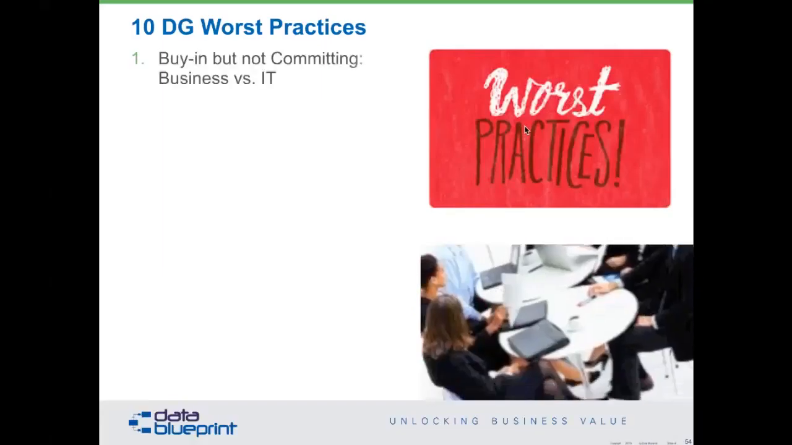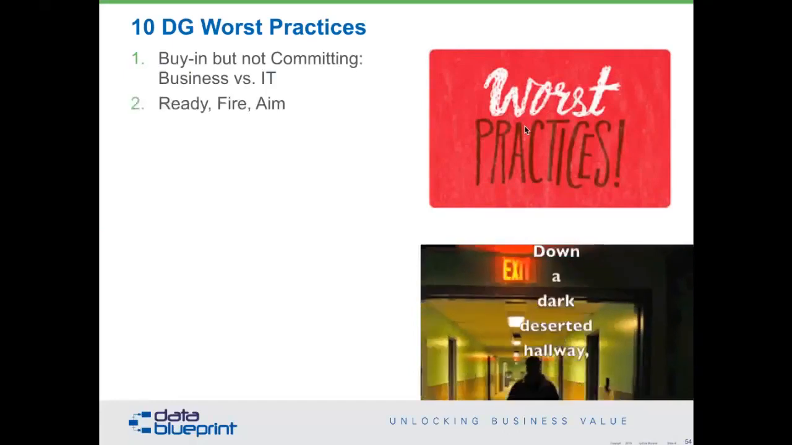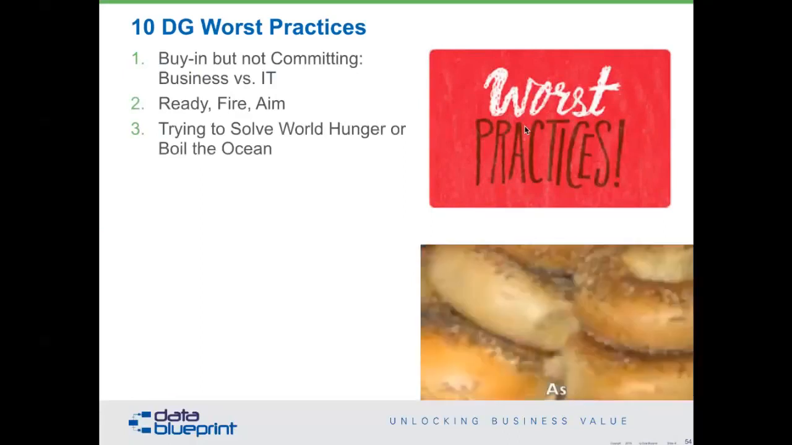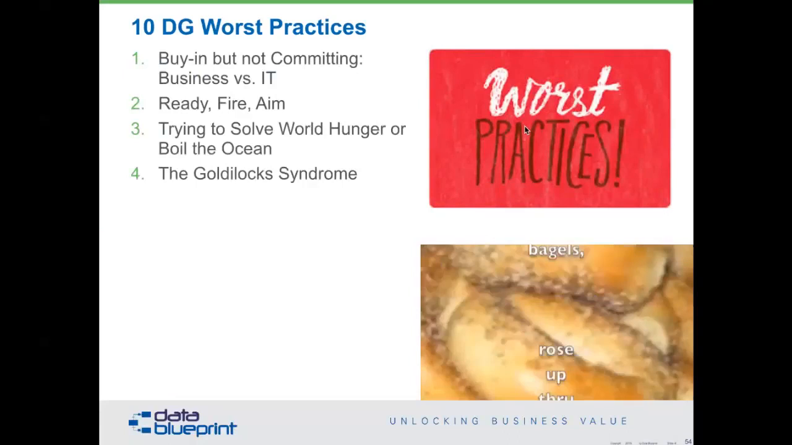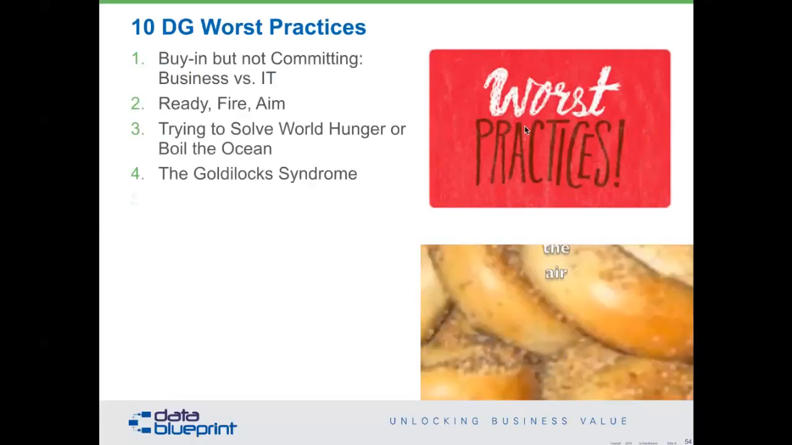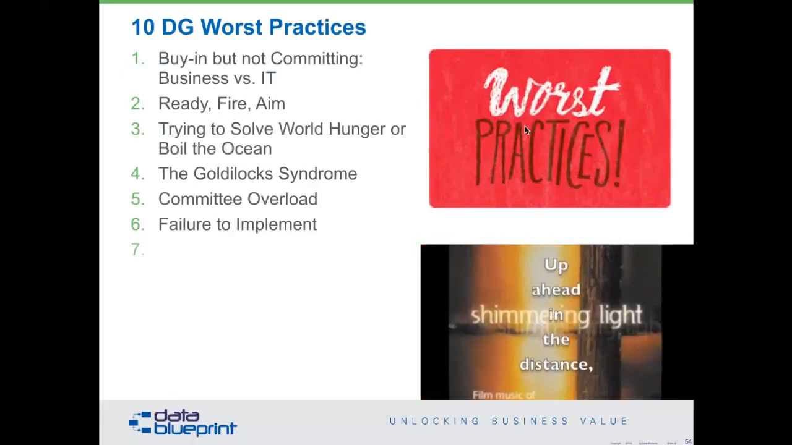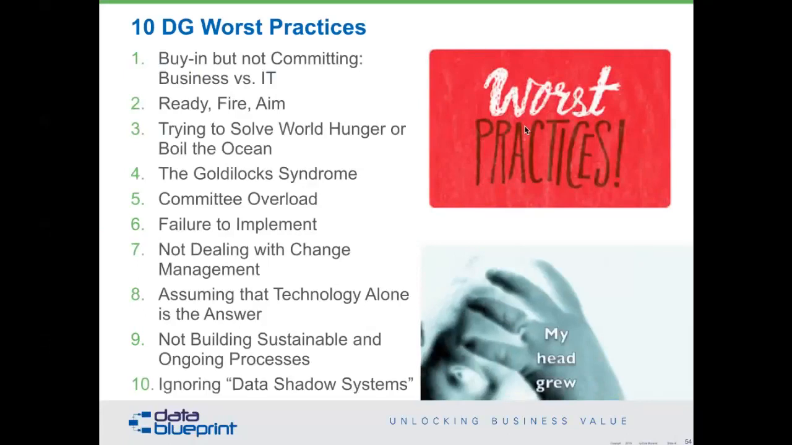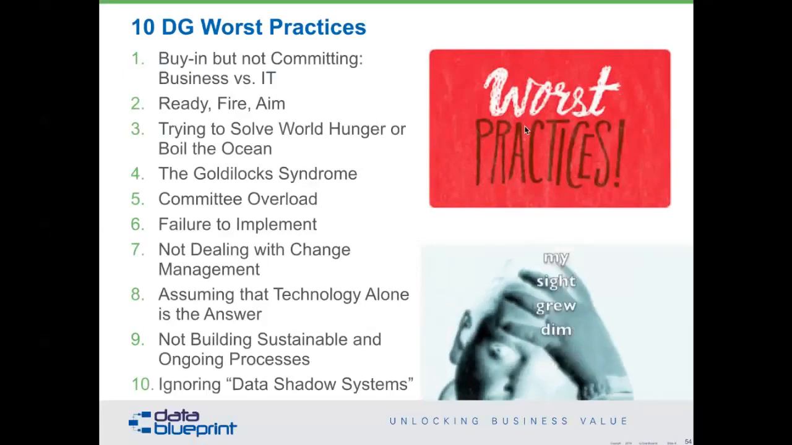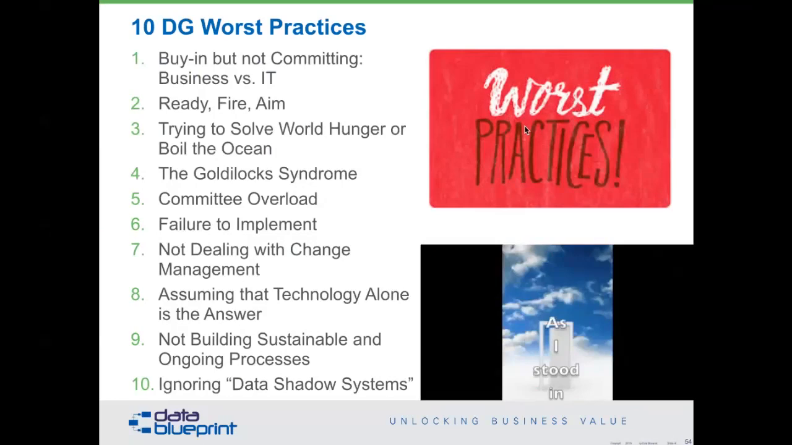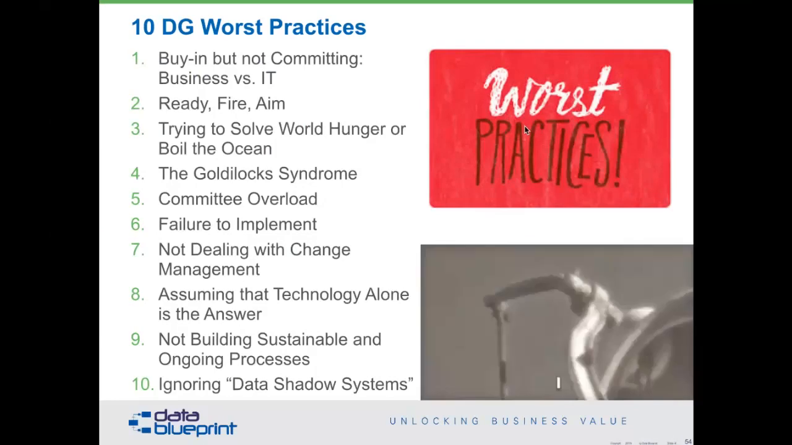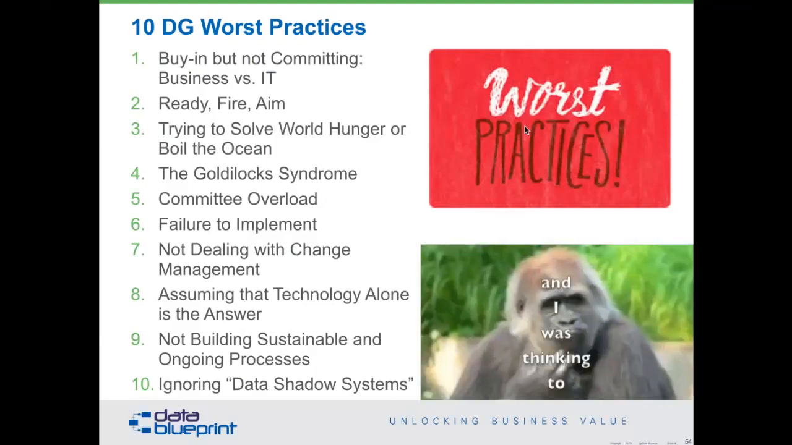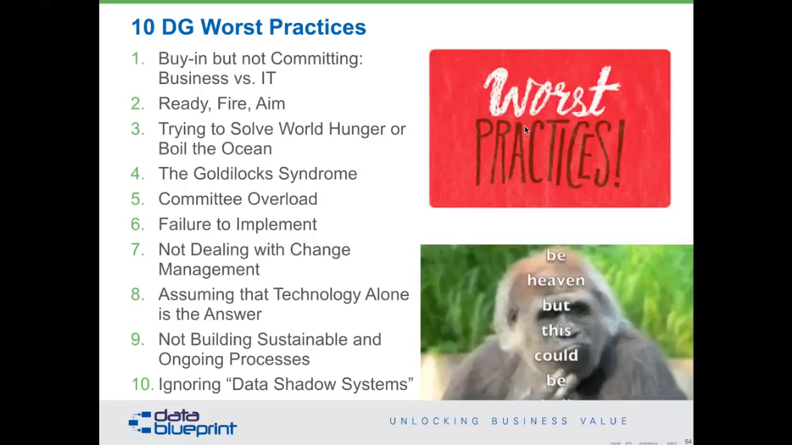There are several very, very bad practices here: not getting buy-in, ready, fire, aim, which is buying things too soon, or trying silver bullets, trying to solve all of your metadata problems at once, thinking that the middle path is going to be perfect because you'll have everybody mad at you, making them overloaded on committees, failure to implement, not dealing with change, assuming that technology alone is the answer, not building sustainable processes, and ignoring shadow data systems that happen out there. One other thing, too, I often get offered 10% of 10 people to be part of my data governance. I would much rather have one full person than 10% of 10 people, because the one person can get much better at metadata very, very fast.